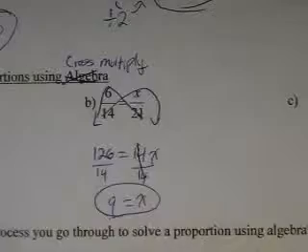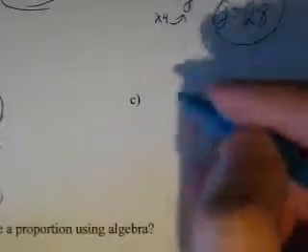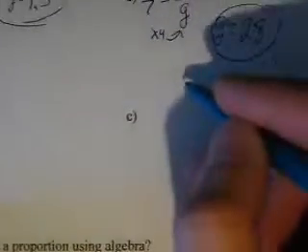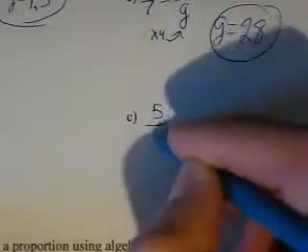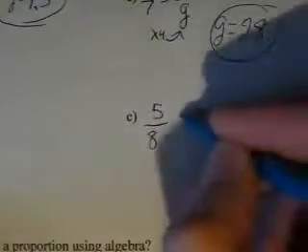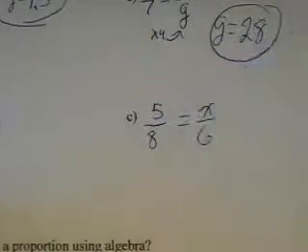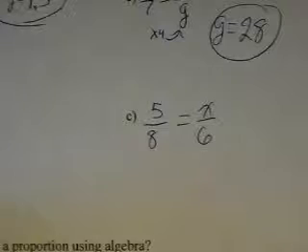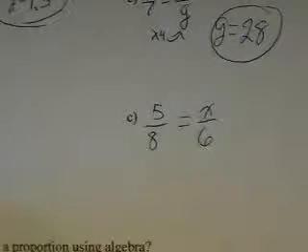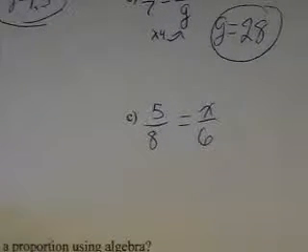Okay, so let's look at letter C. Letter C, and this one I want you to do on your own and then come back when you're ready to check. 5 over 8 equals x over 6. I want you to cross multiply, solve, and hit play when you are ready to continue.